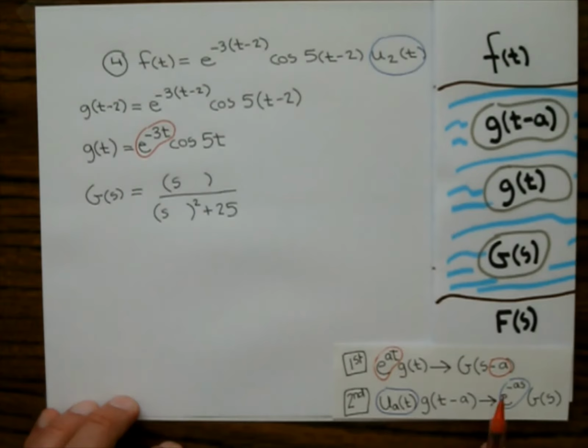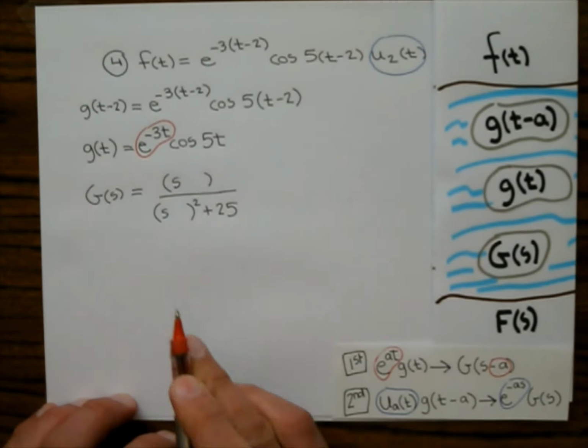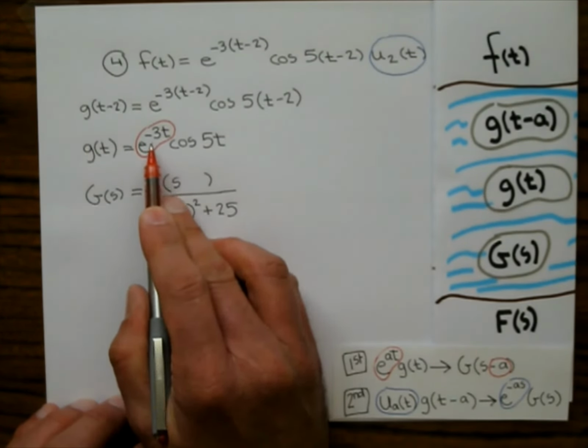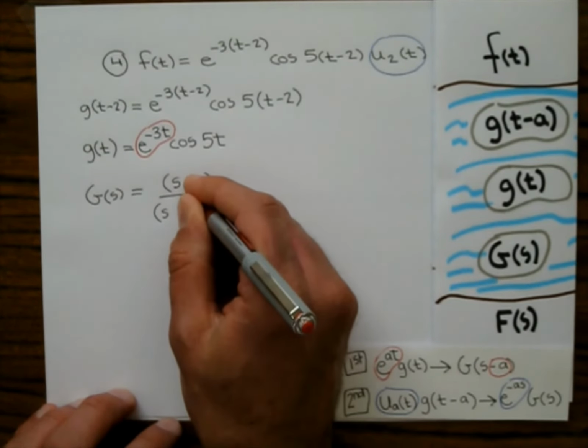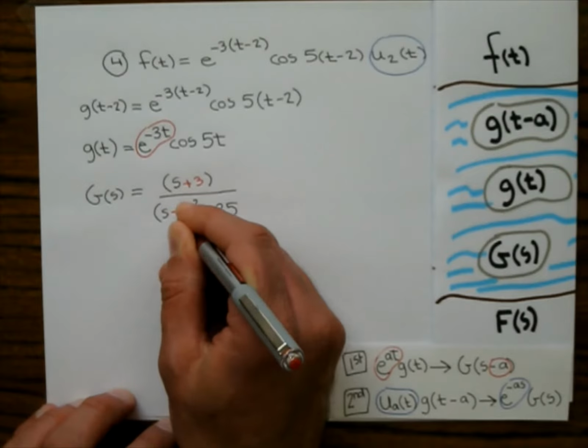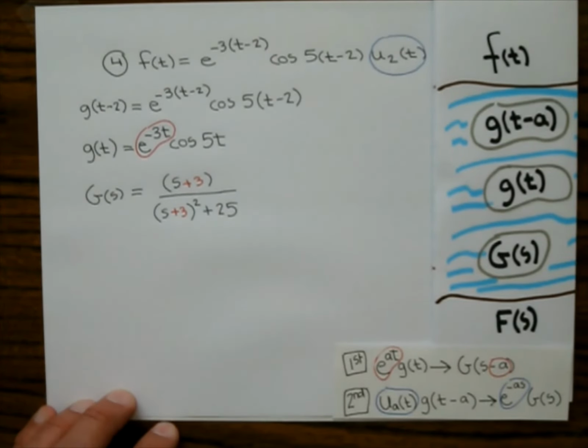And then I'm going to account for the first shift by going s minus a. In this case, a is different from the a that we have here. So this is going to be plus 3 here and plus 3 here. So this is a first shifting theorem done within the second shifting theorem. And that's how it usually goes. First shifting theorem is done inside the second shifting theorem.